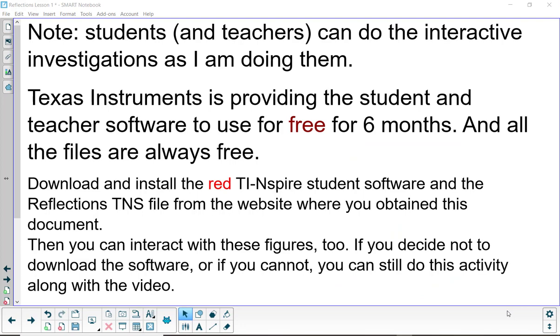Please note that students and teachers can do the interactive investigations just as I am doing them. TI is providing the student and teacher software to use for free for 6 months, and all of the files that they have are always free. Just download and install the red TI-Nspire student software and the Reflections TNS file, TI-Nspire file, from the website where you obtained this document. Then you can interact with these figures too. But if you decide not to download the software, or if you can't, you can still do this activity along with the video. But I would love it if you would download this.